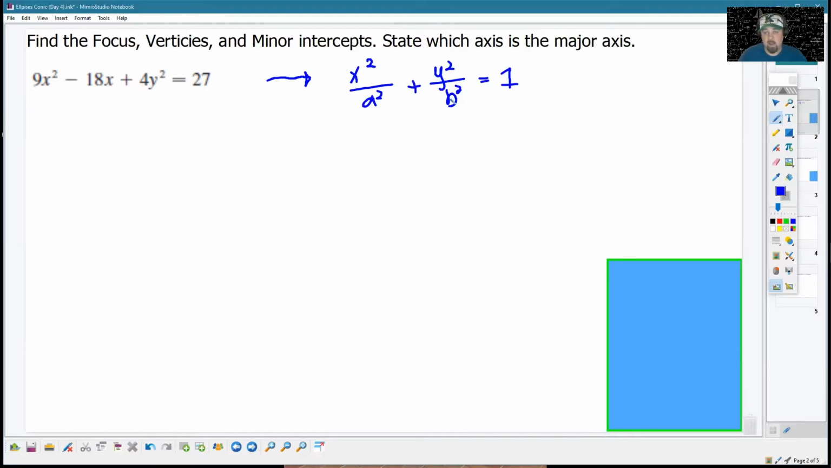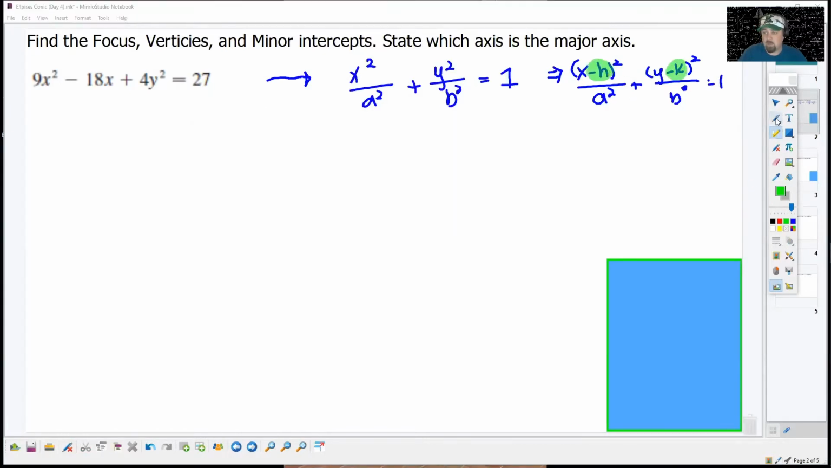Meaning, now I have this labeled a squared, this labeled b squared, but it could be flipped depending on, of course, which number is bigger. But what's going to happen with this is we're going to get x minus h squared over a squared, plus y minus k squared over b squared equals 1. And these right here are going to be our transformations with this thing.